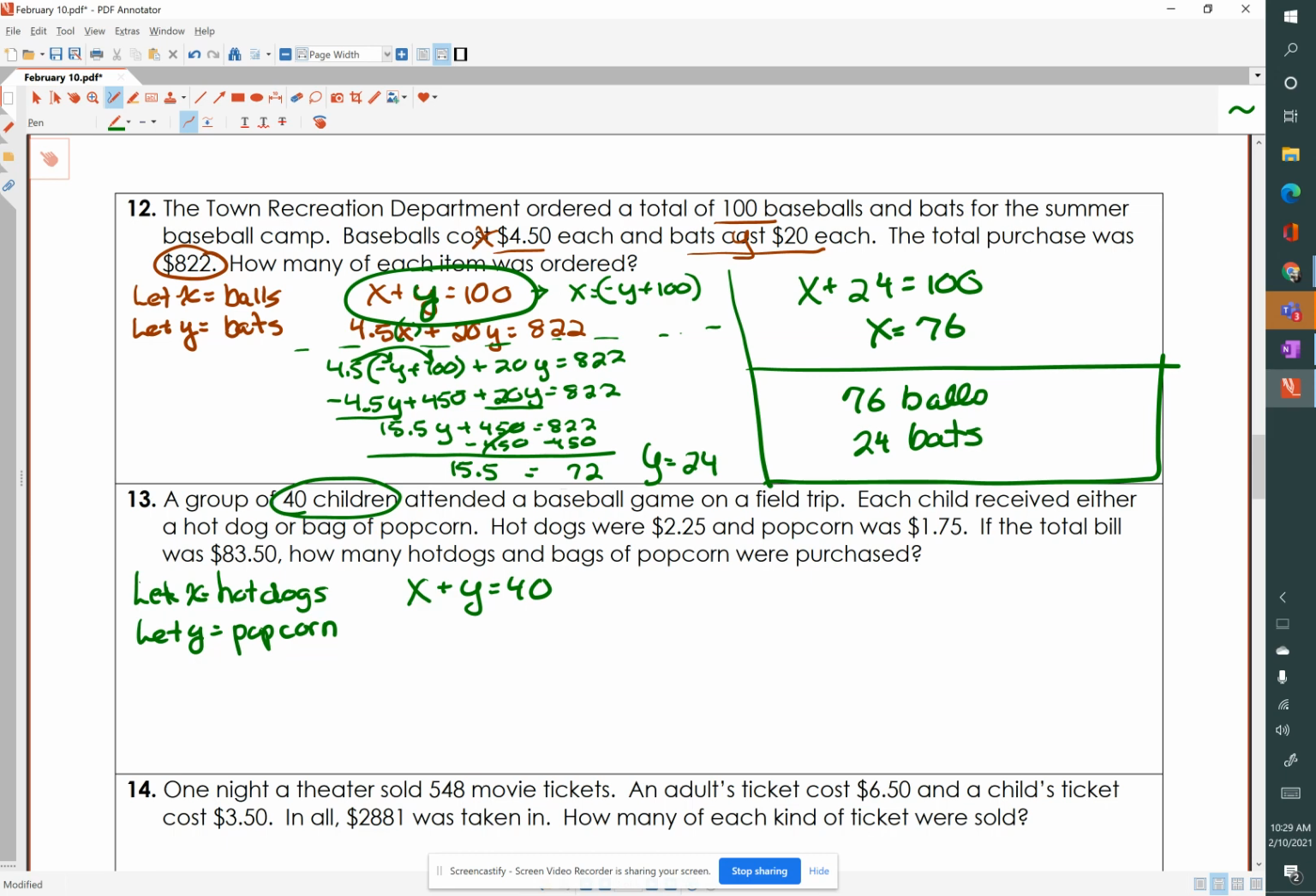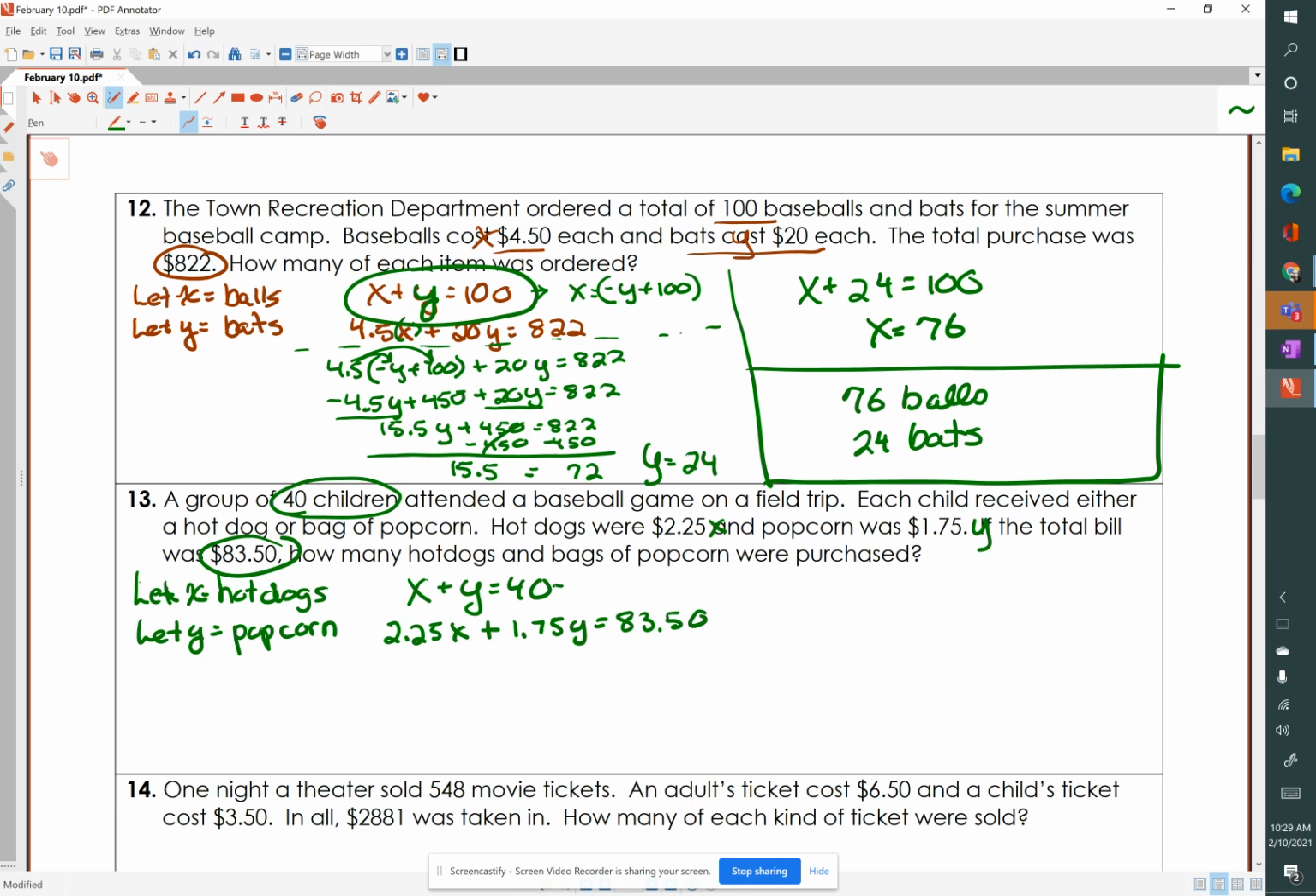And we know that hot dogs, x, are $2.25, and popcorn, y, is $1.75. So 2.25x plus 1.75y equals this total, $83.50. So I think this is a great one for substitution.